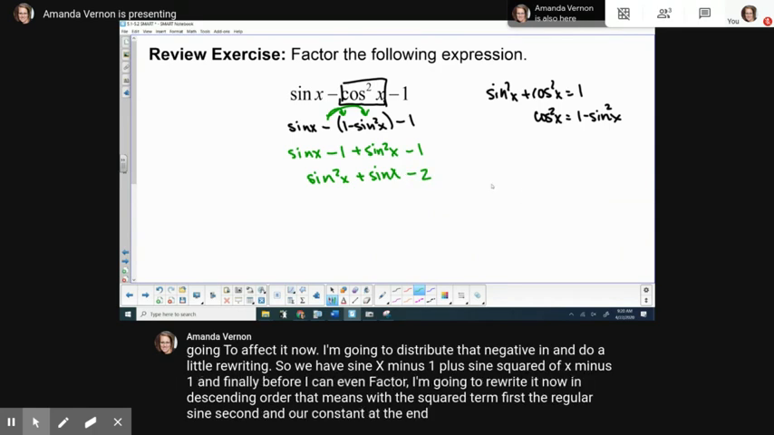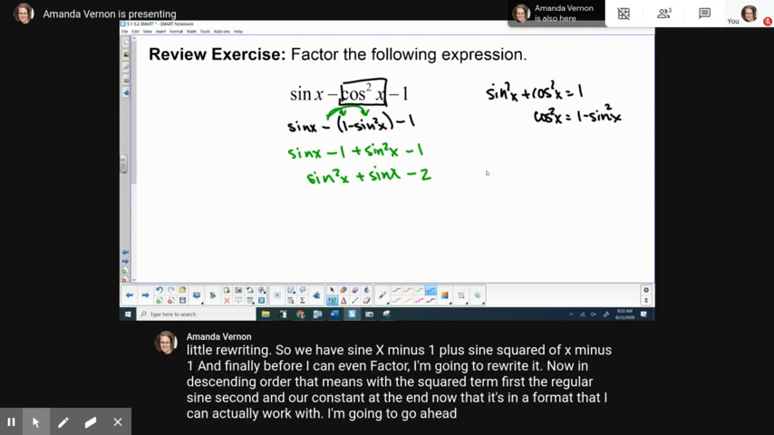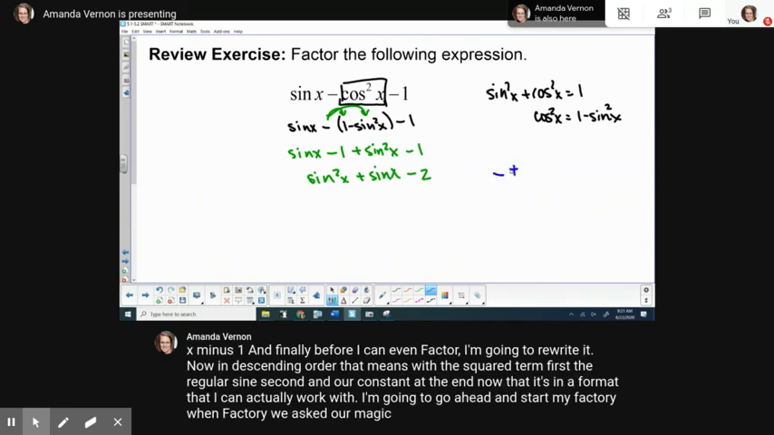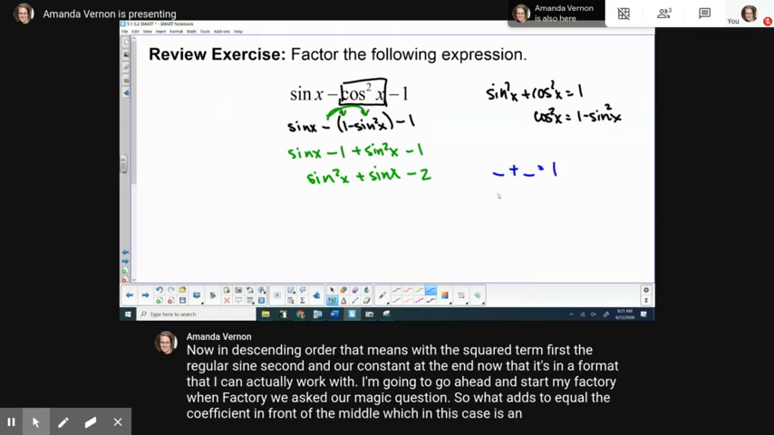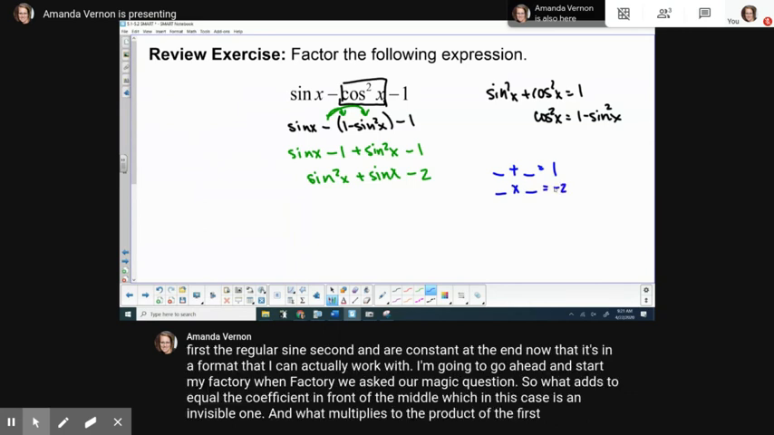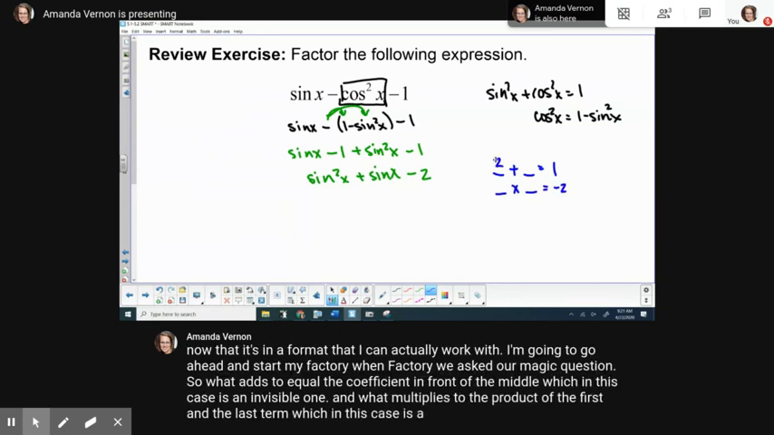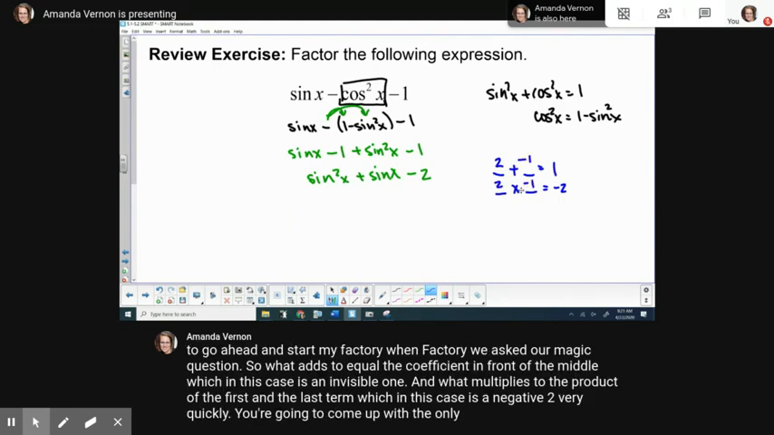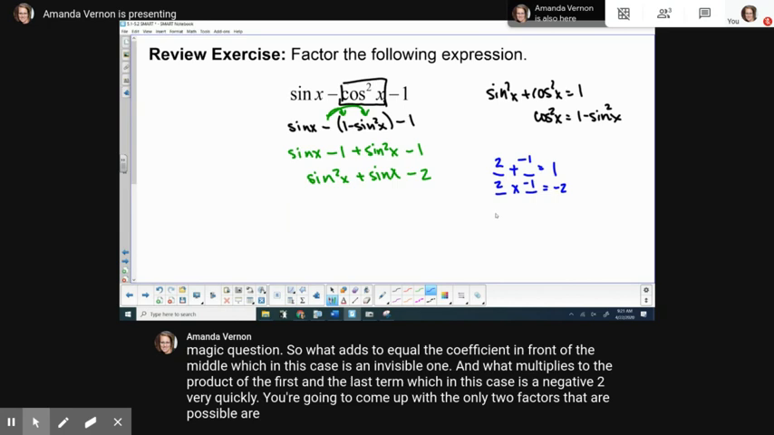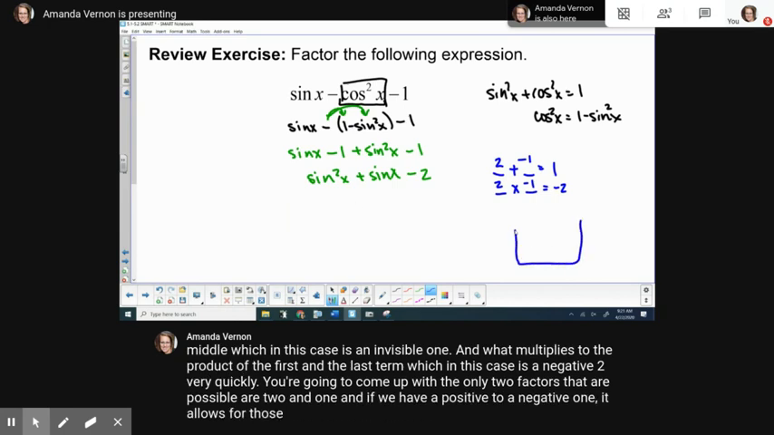Now that it's in a format that I can actually work with, I'm going to go ahead and start my factoring. When factoring, we ask our magic question. So what adds to equal the coefficient in front of the middle, which in this case is an invisible 1, and what multiplies to the product of the first and the last term, which in this case is a negative 2. Very quickly, you're going to come up with the only two factors that are possible are 2 and 1. And if we have a positive 2 and a negative 1, it allows for those statements to be true.